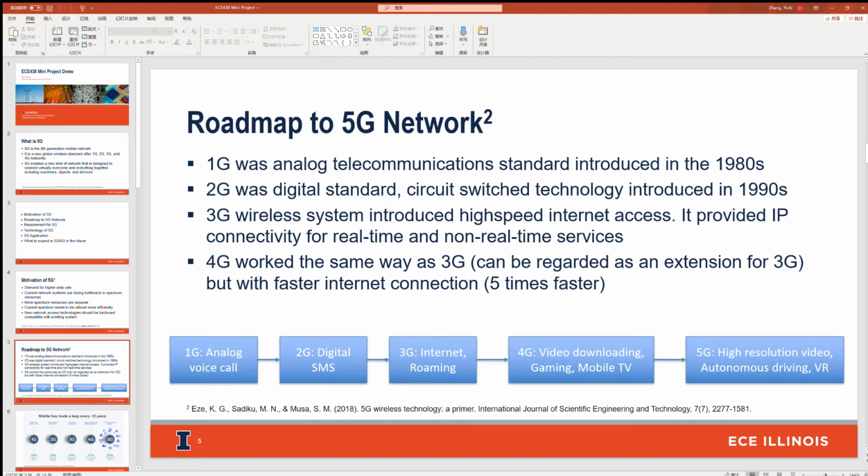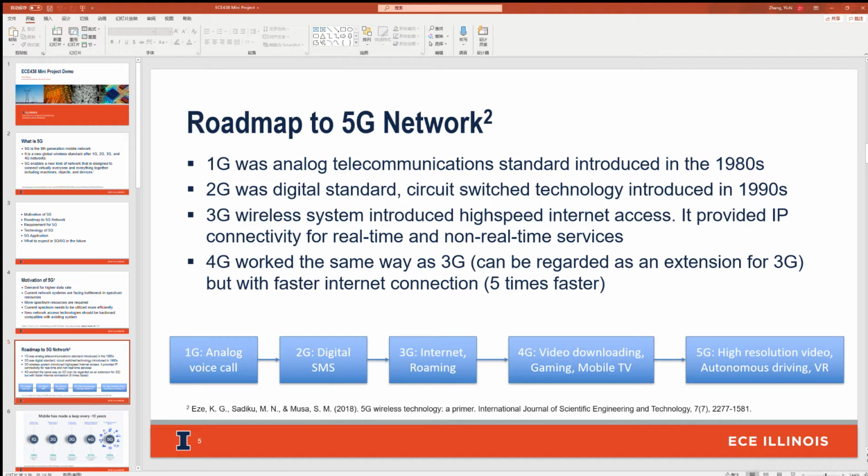Next comes 3G wireless systems, which are still in use today, but normally when the superior 4G signal fails. 3G networks use code division multiple access technology. It introduced high-speed internet access. It used technologies such as WCDMA and HSPA, which stand for high-speed packet access. It provided IP connectivity for real-time and non-real-time services. The development of 3G was mainly driven by the demand of data services over the internet.